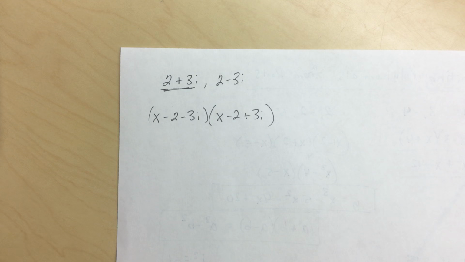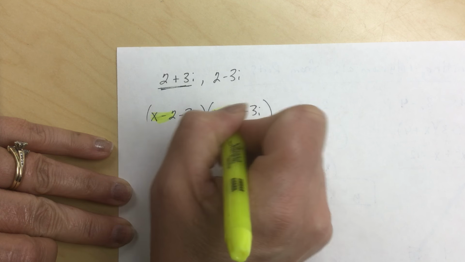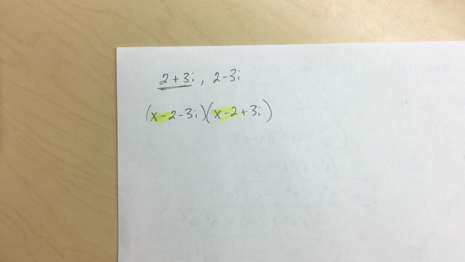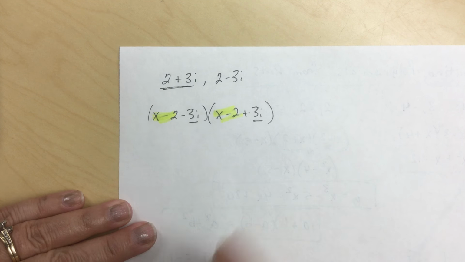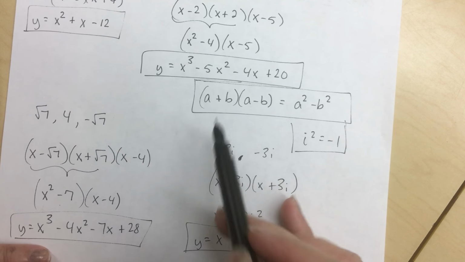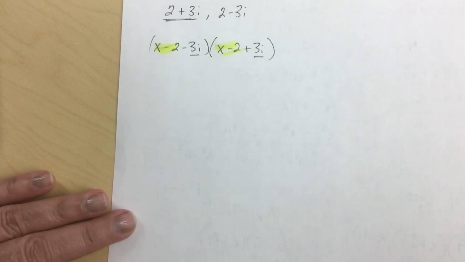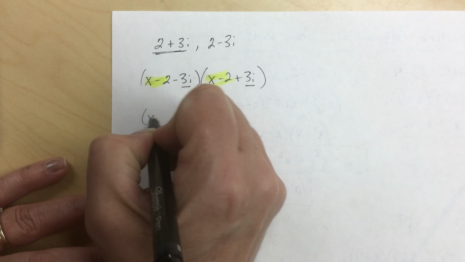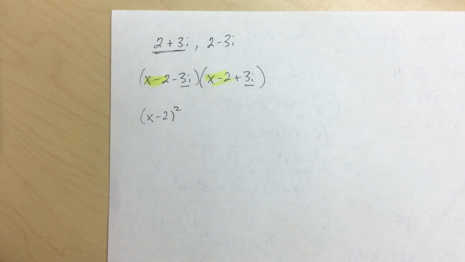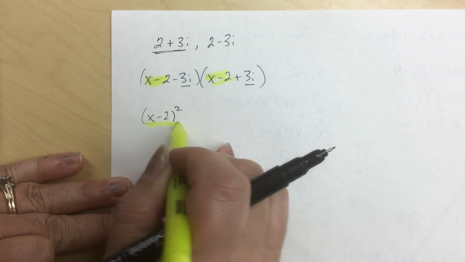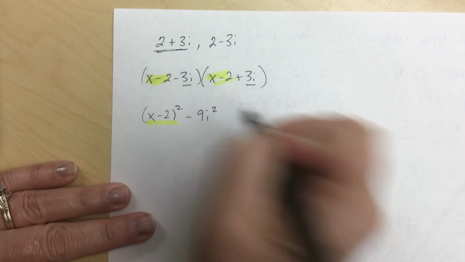You want to look at this x minus 2 as your first thing. Okay, and then your 3i is your second thing. So again, we're going to use this rule, a plus b times a minus b is a squared minus b squared. So the first thing is x minus 2 squared. That's your first thing squared. Minus the second thing squared.